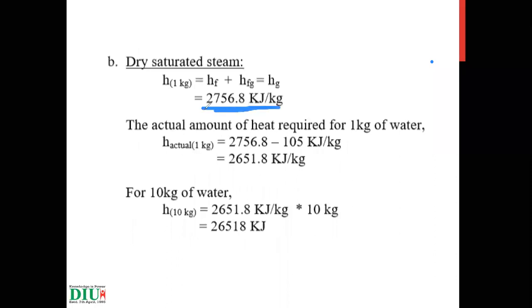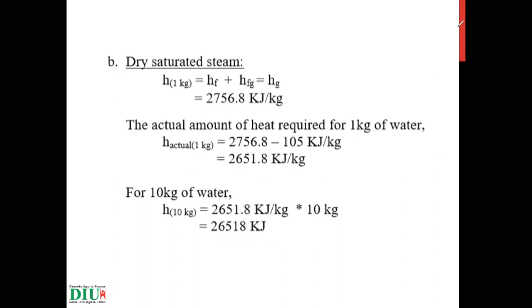This is the summation of the two values. But my student, this is actually from 0 degrees Celsius. So we require from 25 degrees Celsius, and now we subtract 105 kilojoule from here. So we are getting the actual amount for 1 kg of water. But in our question, it is given 10 kg of water, so we will multiply with the 10 kg. So this will be our total heat of the system for the dry saturated steam. Okay, this is for dry steam.